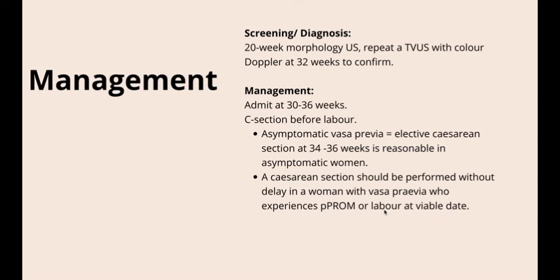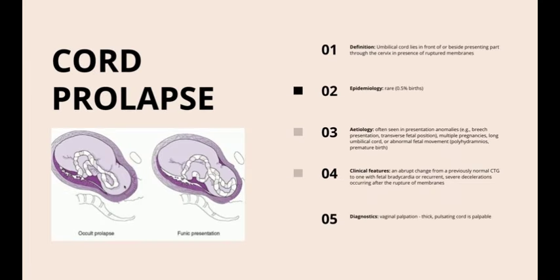So in asymptomatic vasa previa, where there hasn't been any contractions or labor hasn't started, elective cesarean section at 34 to 36 weeks is a reasonable process in an asymptomatic woman. And a cesarean section should be performed without delay in a woman with vasa previa who experiences PPROM or labour at a viable date, because at the end of the day, they must deliver and it can't be delivered vaginally.